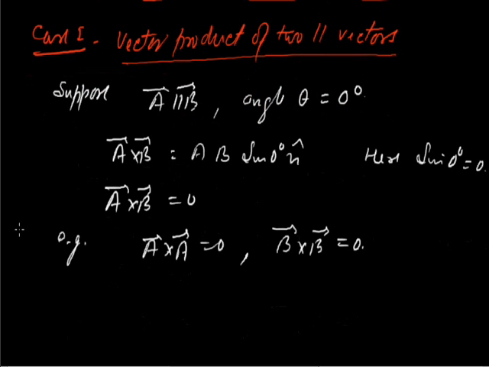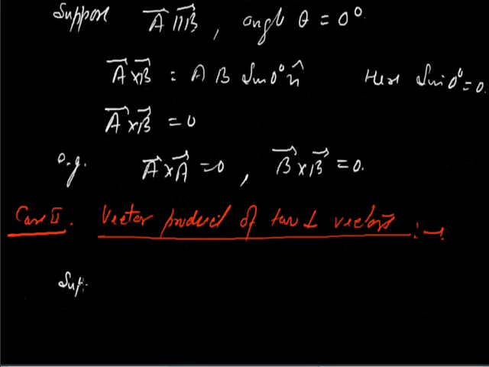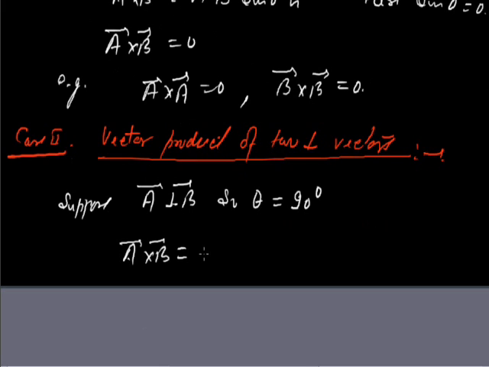Now case second, vector product of two perpendicular vectors. Suppose A is perpendicular to B, meaning the angle between them, theta, will be 90 degrees. A cross B is AB sine of 90 n cap. That's only AB with direction n cap.